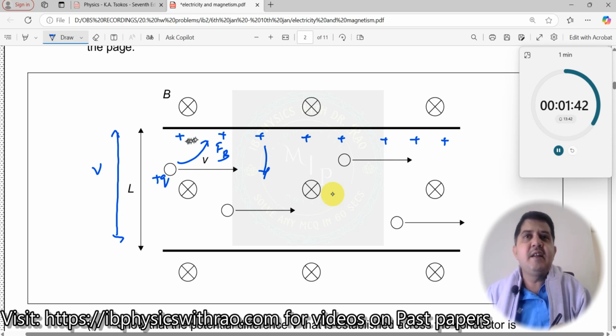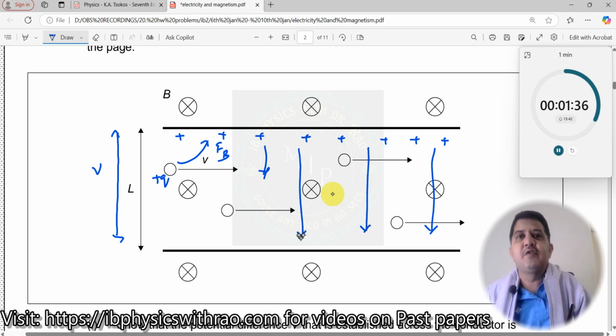Now we already wrote the positive charges over here, which means what? The electric field should originate and should be like this over here. So if it is like this, then what will happen to these charges? Magnetic forces are now pushing the charge like this. The electric force is pushing the charge like this over here, downwards.